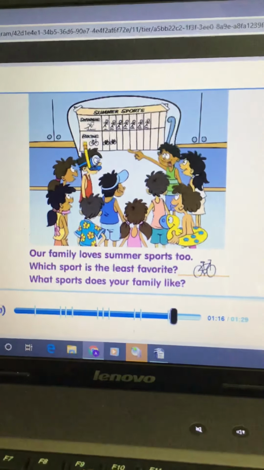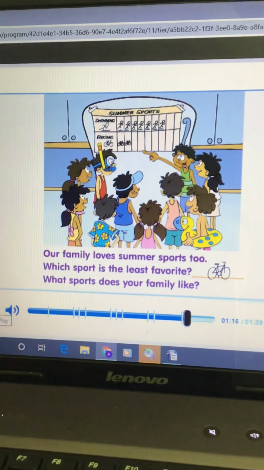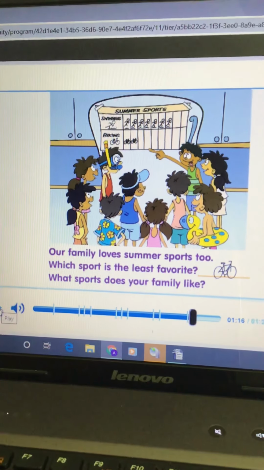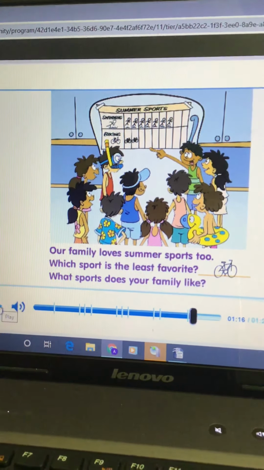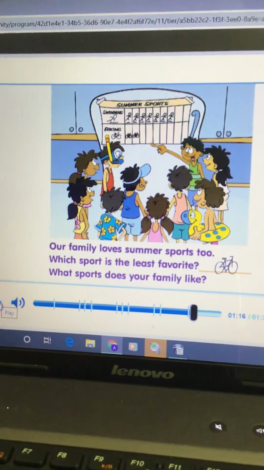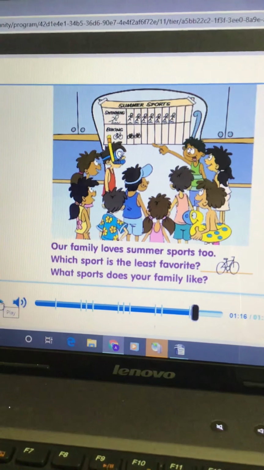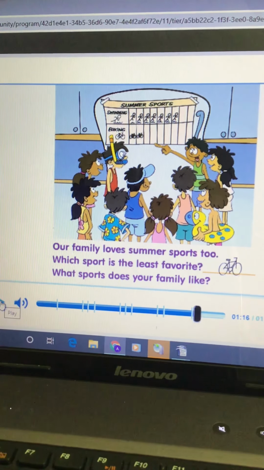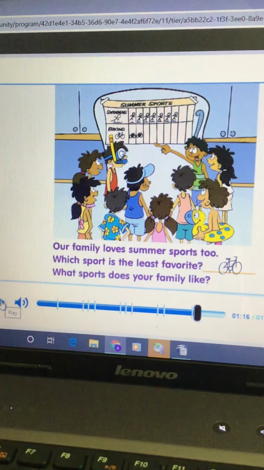When we are practicing graphing, you may need to ask some people to answer a question for you and then see what kind of graph you could make. So if you asked your family, do you like swimming or biking better? You might be able to make a graph about their answers.